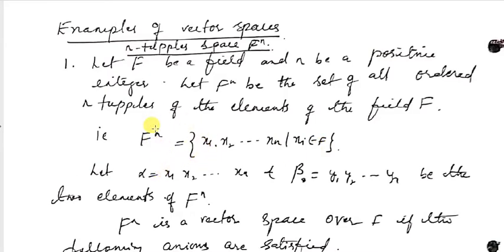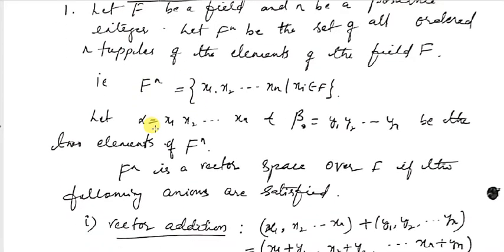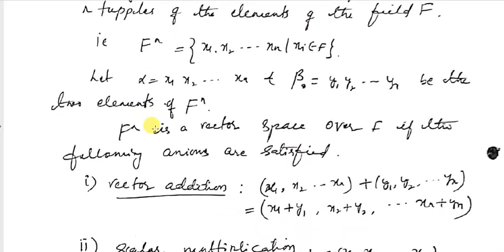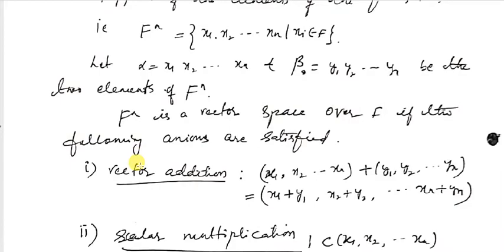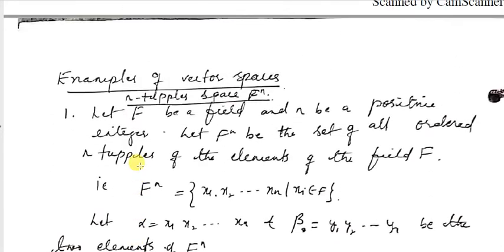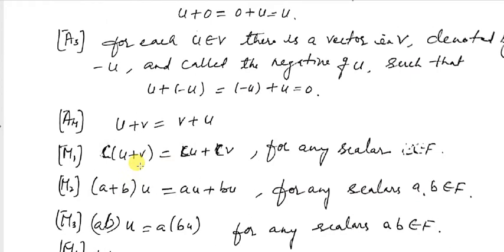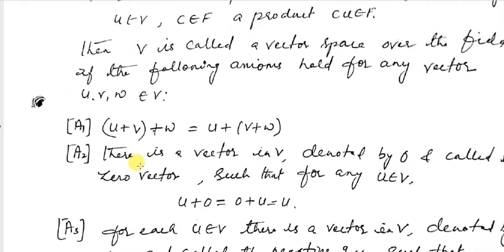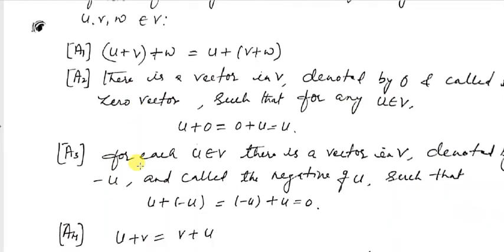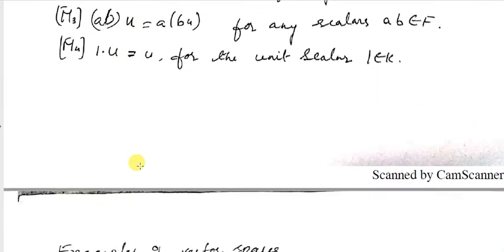To verify Fn is a vector space, we have to consider vector addition and scalar multiplication. Let me take two elements in Fn in the form alpha equal to x1, x2, and so on up to xn, and beta equal to y1, y2, and so on up to yn. Fn is a vector space over F if the following axioms are satisfied. We just have to verify the axioms which we have discussed in the definition. If the elements of V satisfy these axioms, then V is a vector space. So let us verify Fn is a vector space.